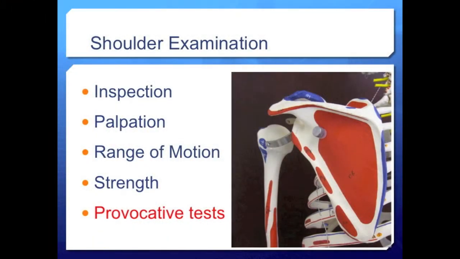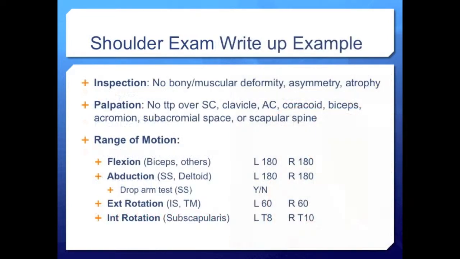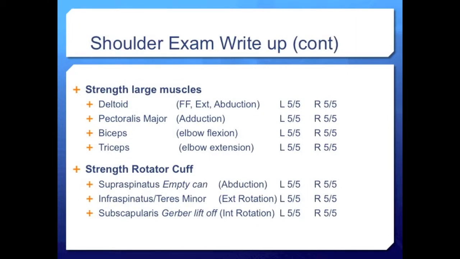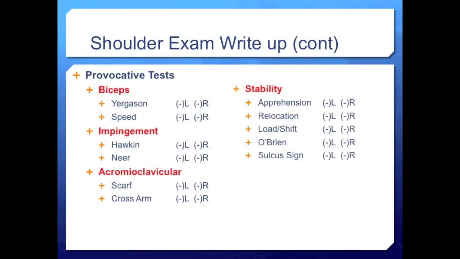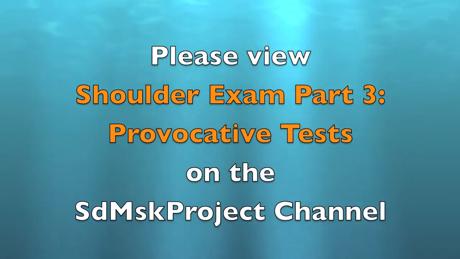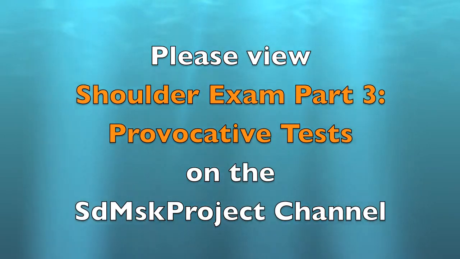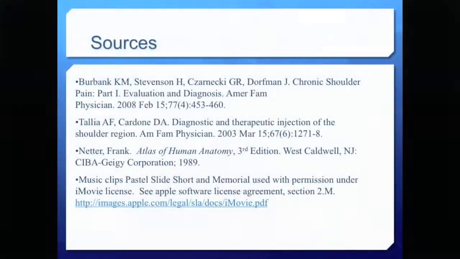This concludes part 2 of our shoulder exam series, in which we reviewed the inspection, palpation, range of motion, and strength components of the shoulder exam. A summary of each section of the shoulder exam can be seen here as it might be written in a note. The last part of the shoulder exam, the provocative tests, can be seen in the third and final part of our shoulder exam video series on the SDMSK Project channel.